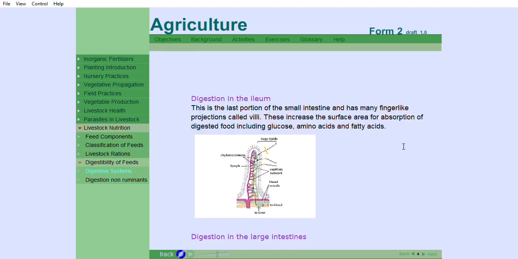Digestion in the ileum. This is the last portion of the small intestine and has many finger-like projections called villi. These increase the surface area for absorption of digested food including glucose, amino acids, and fatty acids.